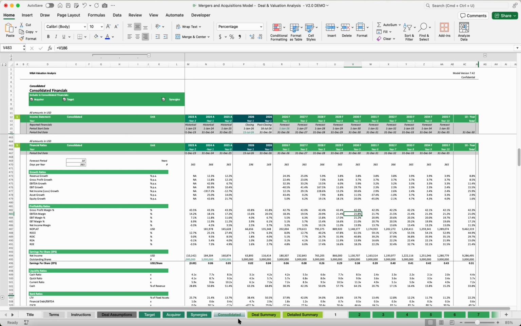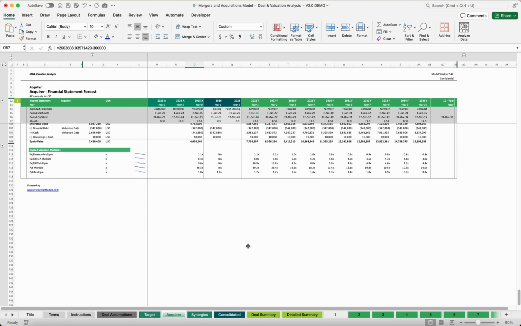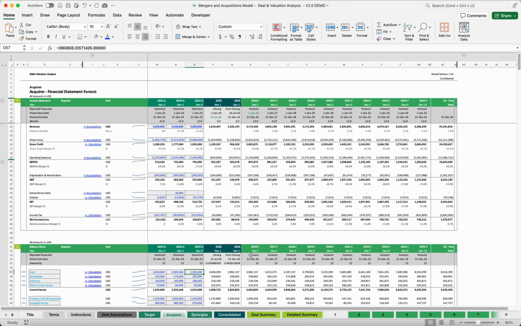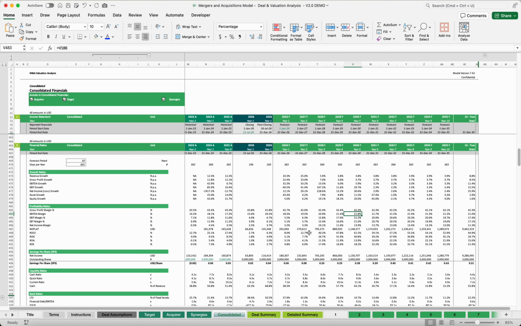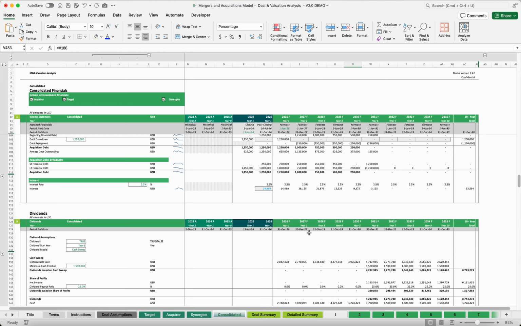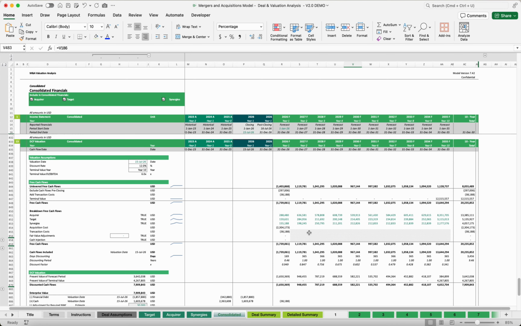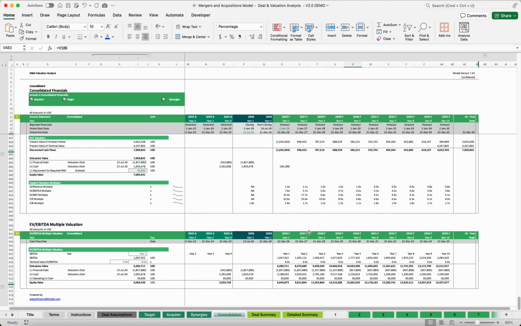This is consolidated, meaning this is post-transaction, and if you want to compare how it would look without doing the transaction, we can simply compare to the acquirer's expected forecast without the transaction. On the consolidated balance sheet, we can do the same in terms of valuation analysis as we did before. We can do a DCF valuation, and we could also do a multiples valuation.